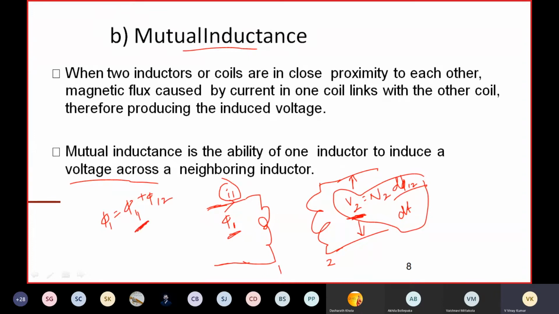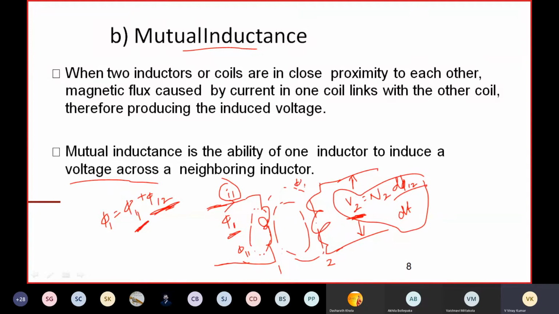Phi 1 1 is the leakage flux. This is the flux which is linking coil 1 only. The flux which is linking coil 1 only is called phi 1 1. This is called mutual flux. This flux is linking coil 1 as well as coil 2.